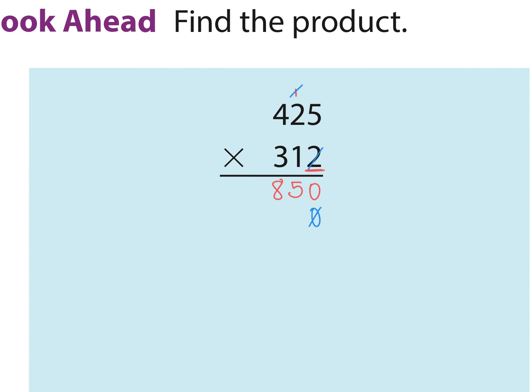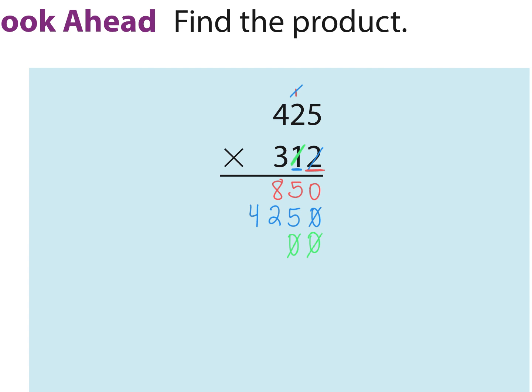Now I multiply the tens digit right here, the 1. So I'm going to do 1 times all the top numbers. 1 times 5 is 5. 1 times 2 is 2. 1 times 4 is 4. I'm going to cross everything out that I just used, which is just the 1. And how many 0 placeholders do you think I need this time? 2.